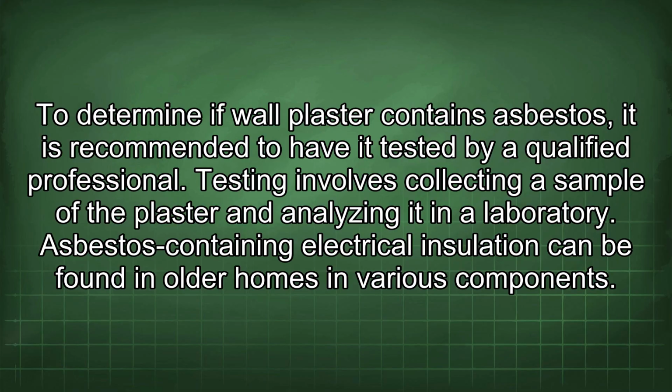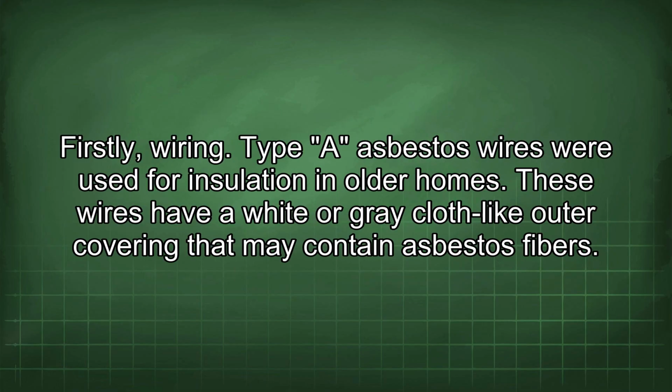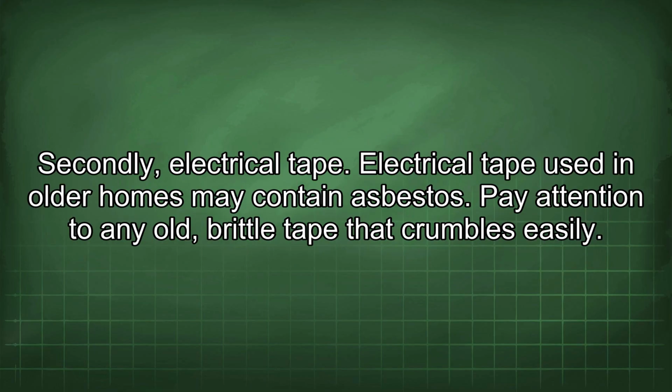Asbestos-containing electrical insulation can be found in older homes in various components. Firstly, wiring. Type asbestos wires were used for insulation in older homes. These wires have a white or grey cloth-like outer covering that may contain asbestos fibers. Secondly, electrical tape. Electrical tape used in older homes may contain asbestos. Pay attention to any old, brittle tape that crumbles easily.